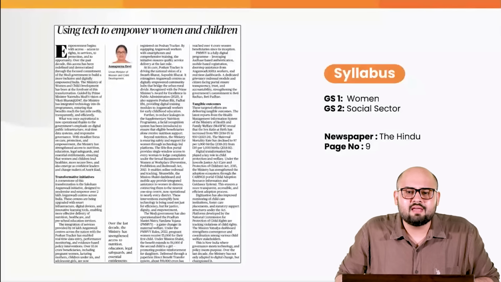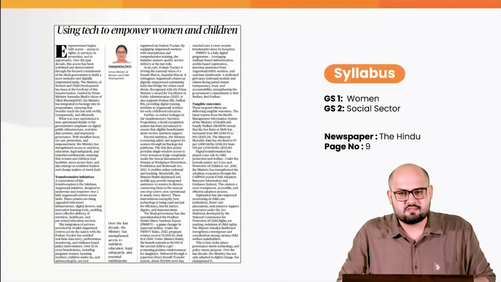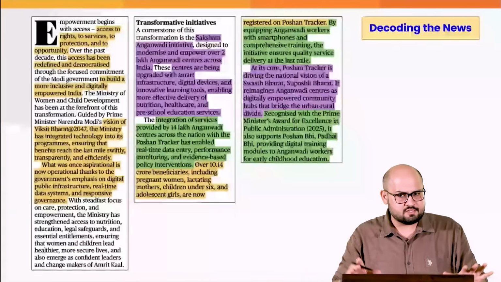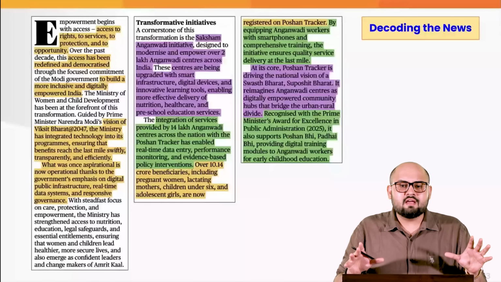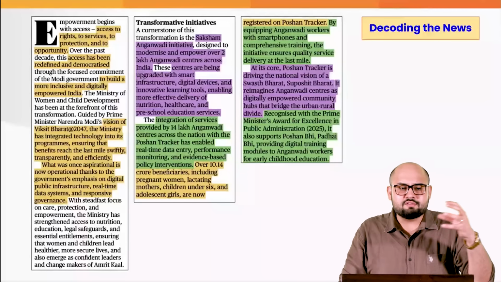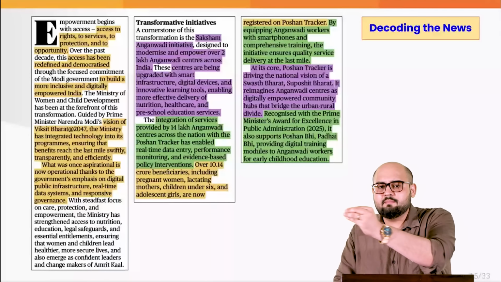Coming to the simplified section, we have the first topic which talks about the various initiatives taken by the Ministry of Women and Child Development and their integration with digital technologies. Let's talk about the gist of the article. We all know that we are celebrating 10 years of the Digital India Mission, where we saw the integration or infusion of technology in the overall public service delivery mechanism.